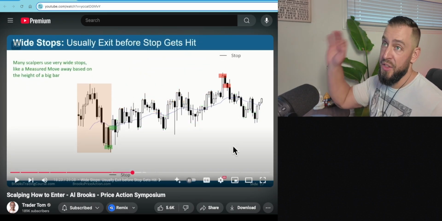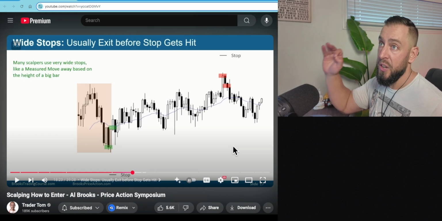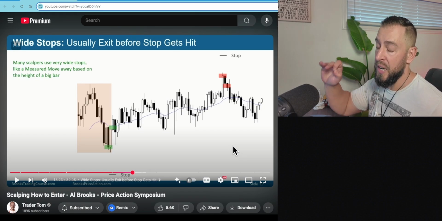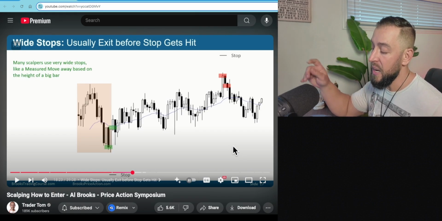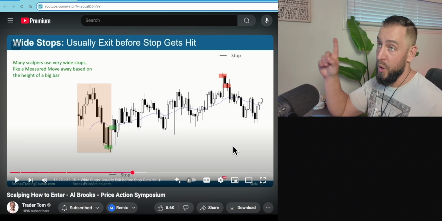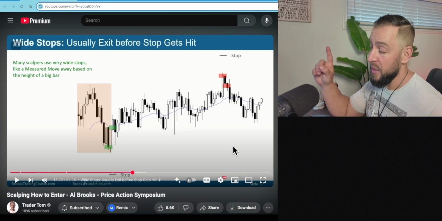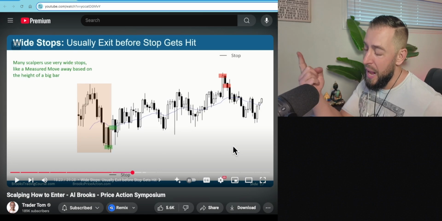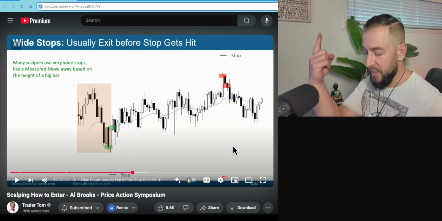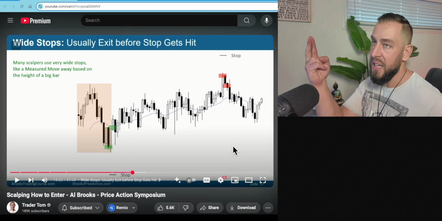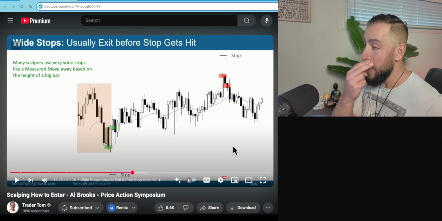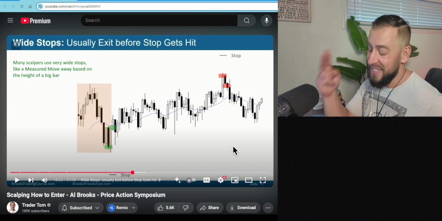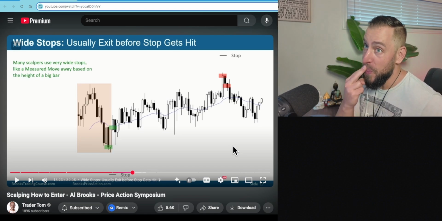Okay, now this is the third key to why traders lose money when they're scalping. We said the first reason why most scalpers lose money, the first biggest part of this scalping trap, is tight stops. That's number one. Number two, we just said it.